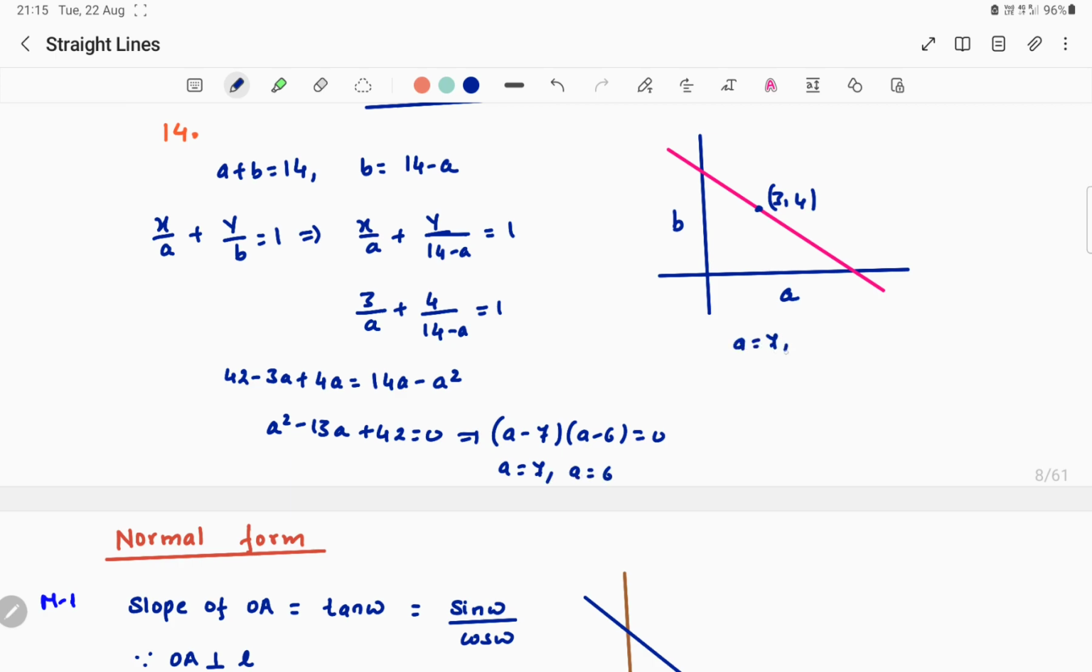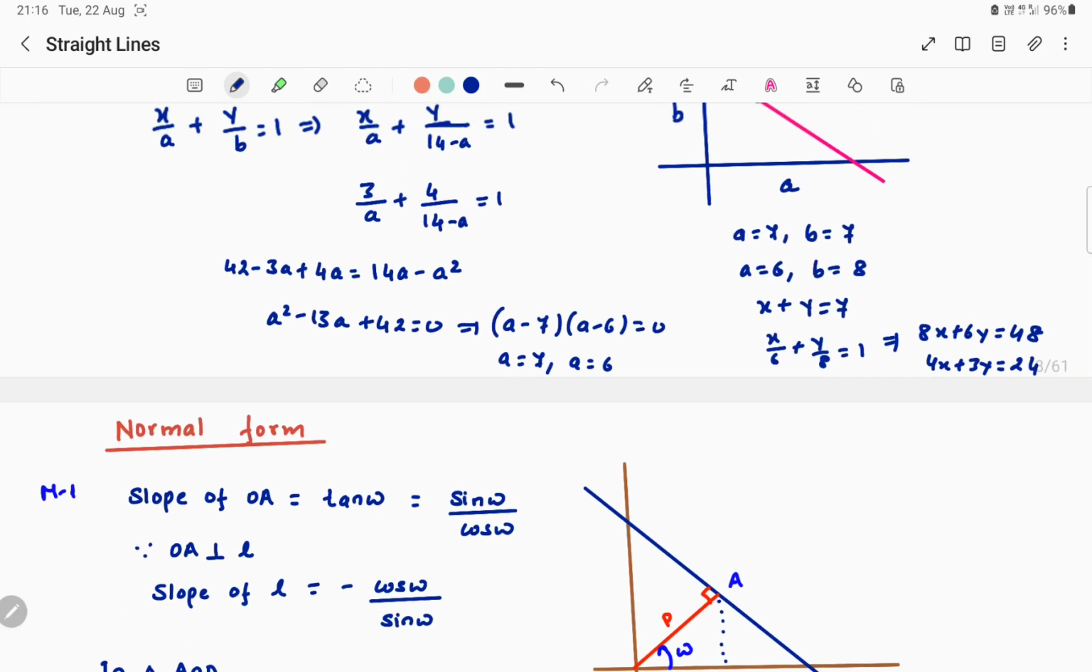So when a is equal to 7, b also is going to be 7. When a is 6, b is going to be 8. So what are the equations? The first one will be x by 7 plus y by 7 is equal to 1, so x plus y equal to 7. And when you substitute 6 and 8, it will be x by 6 plus y by 8 is equal to 1. If you want, you can simplify. So you can write 8x plus 6y is equal to 48, or you can also write 4x plus 3y is equal to 24.